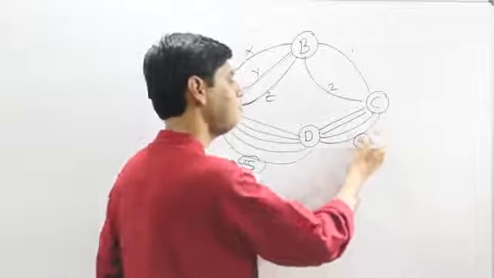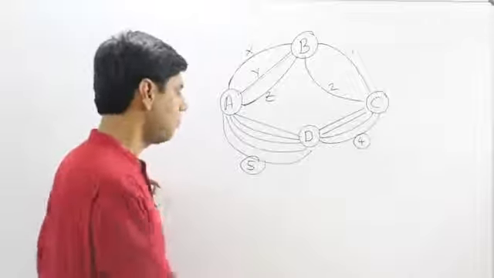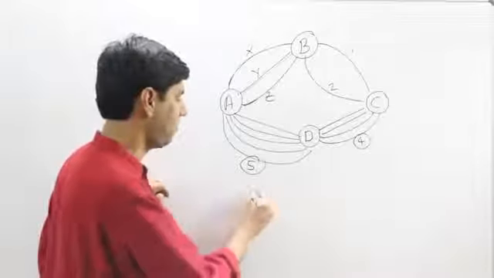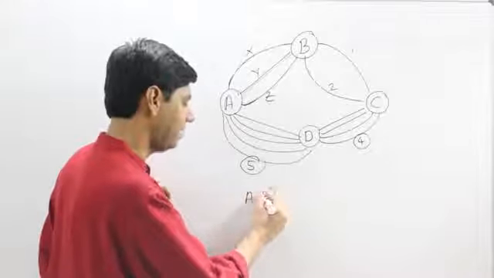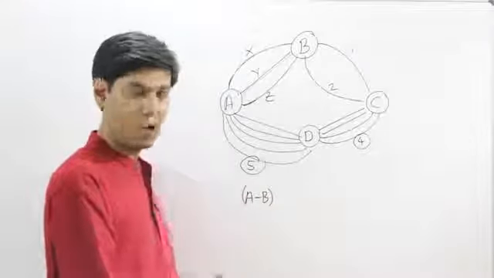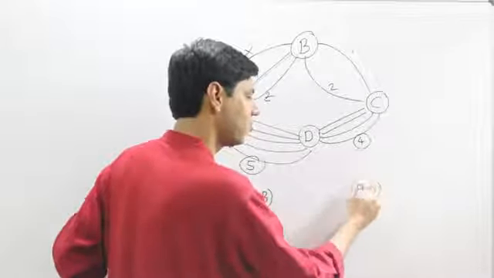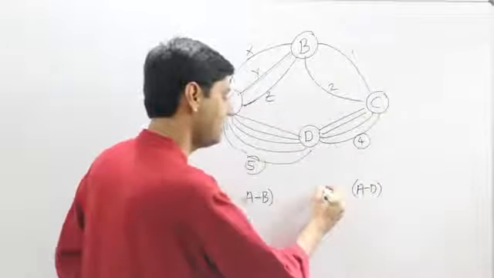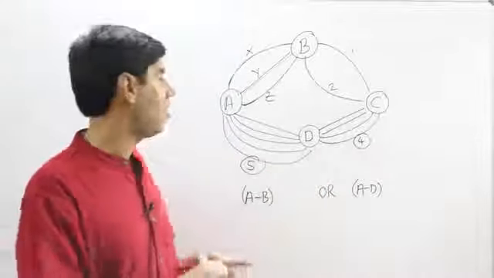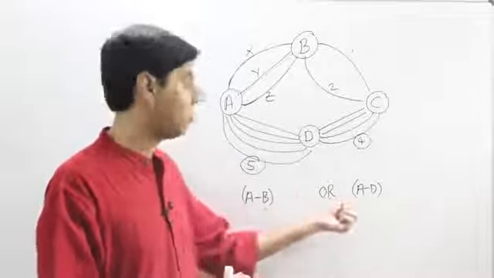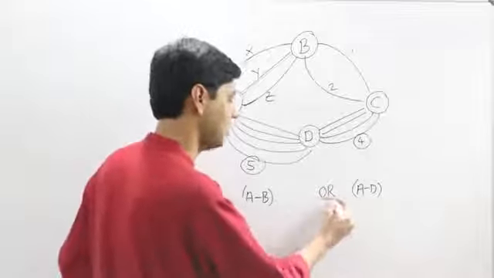Now, in how many ways can I reach from A to C? So the first thought in my mind should be, I could either go from A to B or I could go from A to D. So if you notice, the conjunction used is, I could either do this, one or the other. It is not that having traveled from A to B, I'm further traveling from A to D. It is an either or situation, so the conjunction is or.